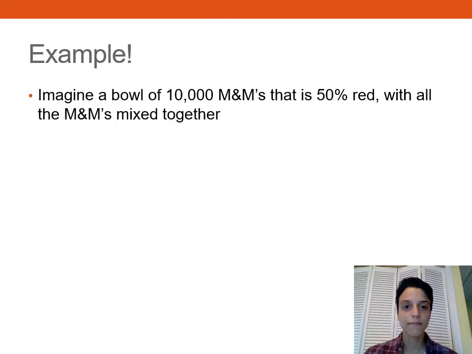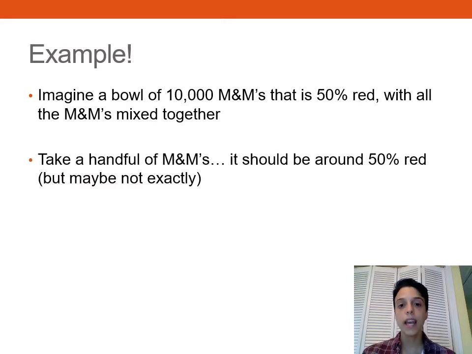So, the example. Let's imagine a bowl of 10,000 M&Ms, and 50% of those M&Ms are red, and all the M&Ms are mixed up together. So it's just a big bowl of M&Ms, 50% of which are red. This is a population that we could take a sample from.